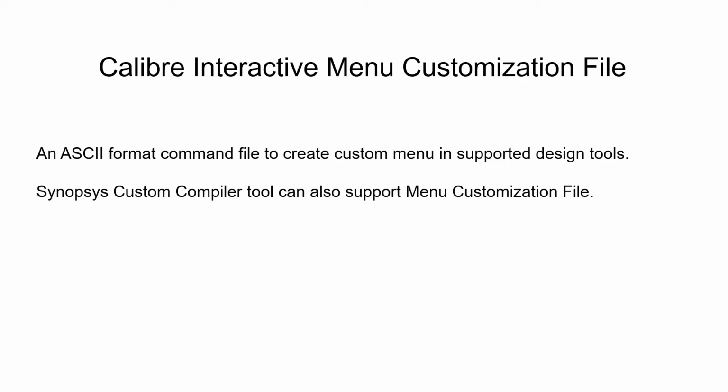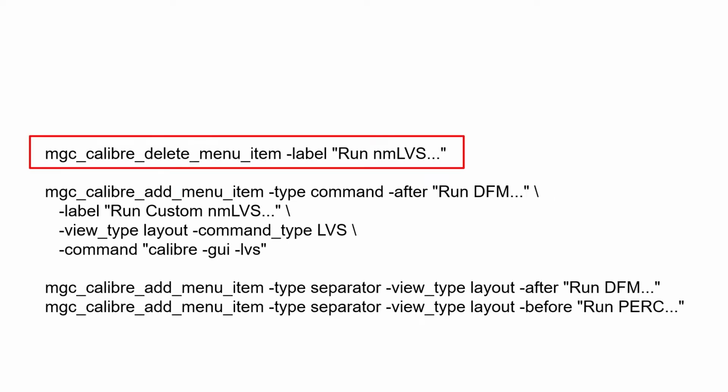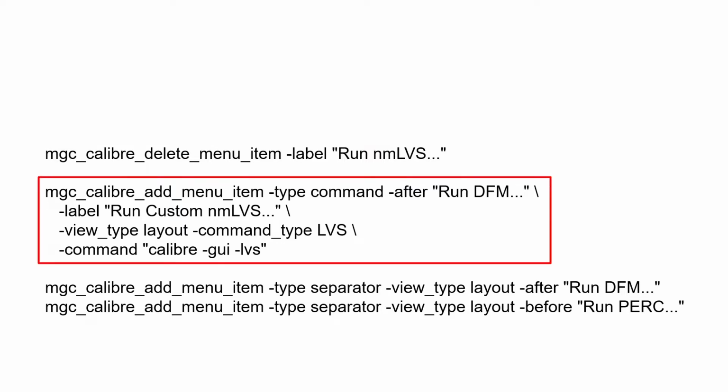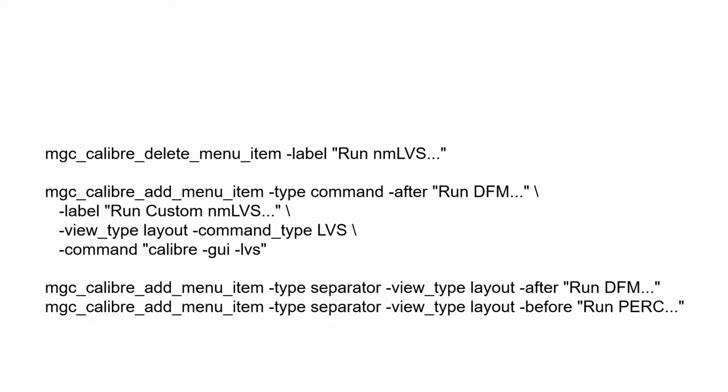There is a solution: use the Calibre Interactive Menu Customization File to override the Calibre Interactive launching behavior in Synopsys Custom Compiler. The Calibre Interactive Menu Customization File is used to create a custom menu in a supported tool. It allows users to delete existing items or add new items without writing C++ code in design tools. Synopsys Custom Compiler can also support this menu customization file and deliver the same functionality as we implement in Cadence Virtuoso. This is an example of a menu customization file.